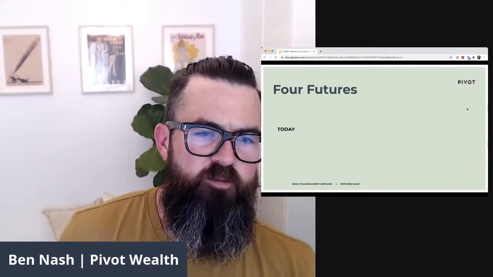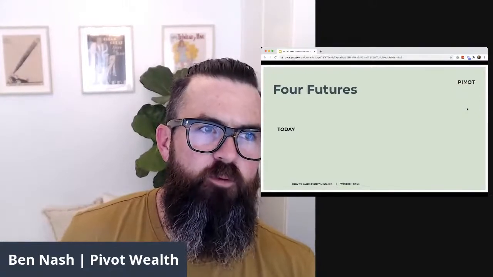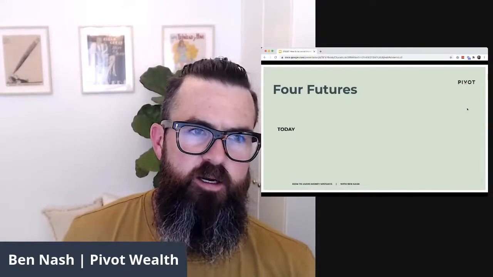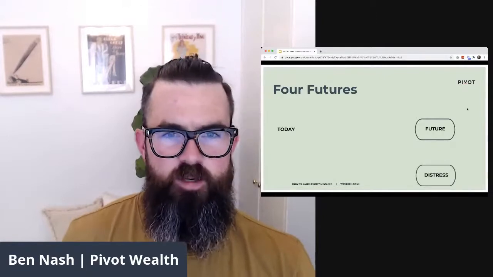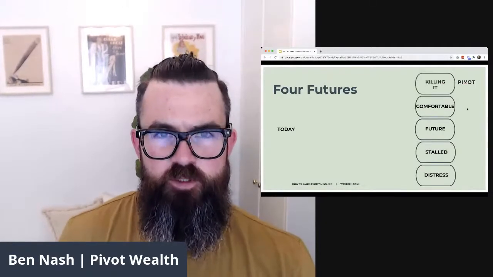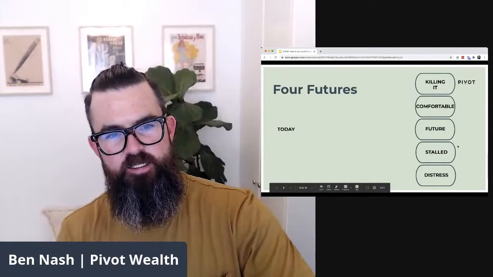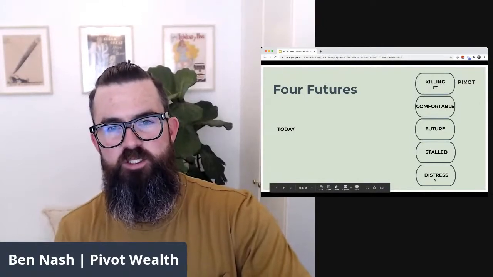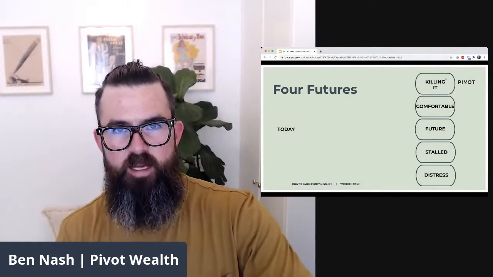So I just want to leave you with this model around the 4 futures, which is essentially talks about your progression from where you are today to this future state. And basically it says that in this future state, you're going to be in one of 4 positions, essentially ranging from really bad to really good.